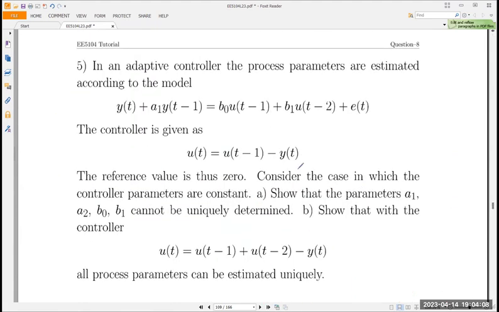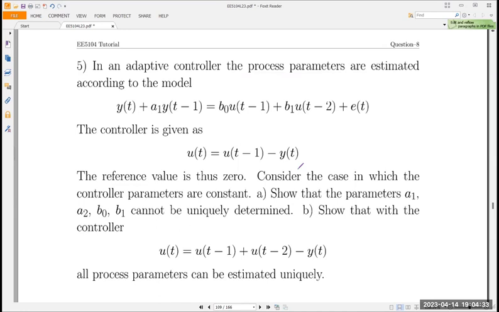Okay, this one, your plant has this transfer function. Then you have a controller. Your controller is calculated like that. The current control input, the current control signal, is equal to the previous control signal minus the output.